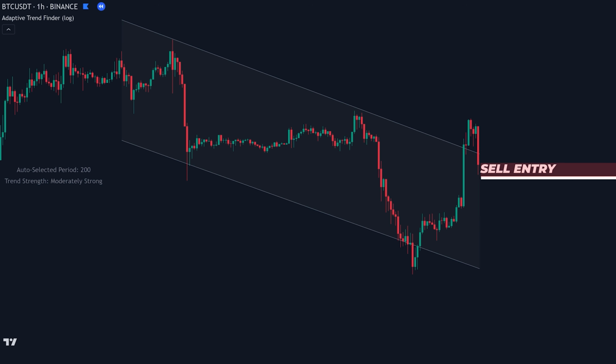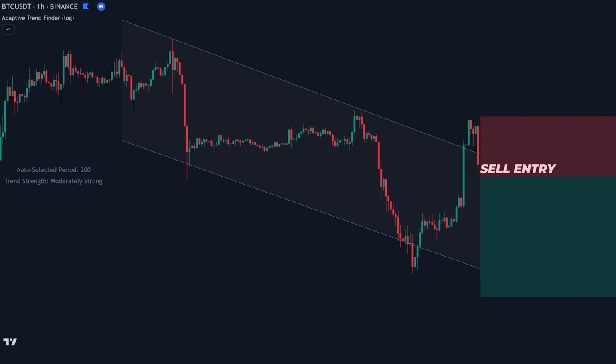Place the stop loss level slightly above the recent swing high, minimizing risk if the trade moves against the position. For your take profit target, you can aim for a 1-to-2 risk-to-reward ratio, meaning the potential reward is double the risk. In this case, the take profit target is near the lower boundary of the channel, where the price is expected to find support. Now, let's see how the sell trade plays out.